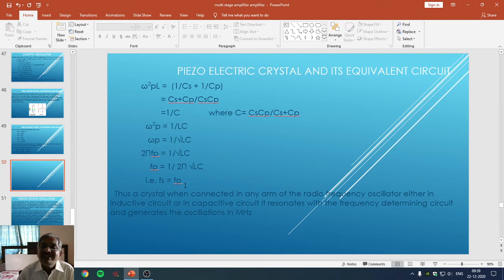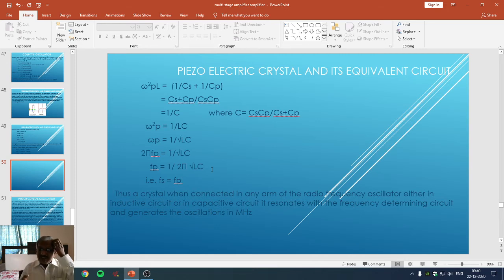Under this particular case, the crystal will start behaving as a totally capacitive circuit. So it has both properties. It behaves like a capacitor or like an inductor. That's why you can use the crystal in both aspects. If you use this crystal in a Colpitts oscillator, replace the inductance by the crystal. And if you want to use the crystal in a Hartley oscillator, replace the capacitor by this particular crystal.